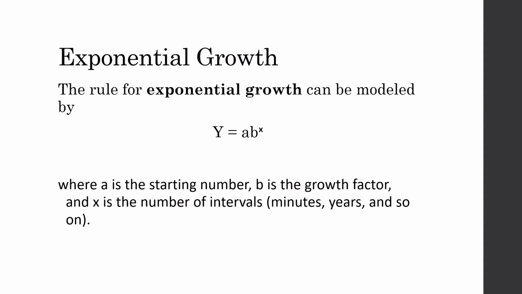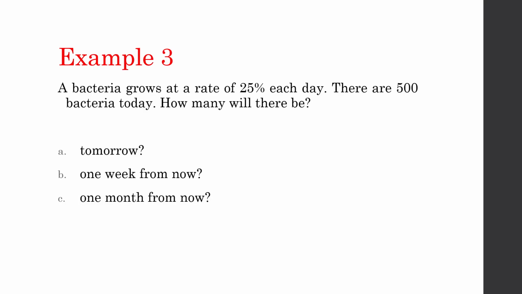Now, what is exponential growth? The rule for exponential growth can be modeled by y is equal to a times b raised to x, where a is the starting number, b is the growth factor, and x is the number of intervals. It can be minutes, years, and so on. Let's give another example. A bacteria grows at a rate of 25% each day. There are 500 bacteria today.